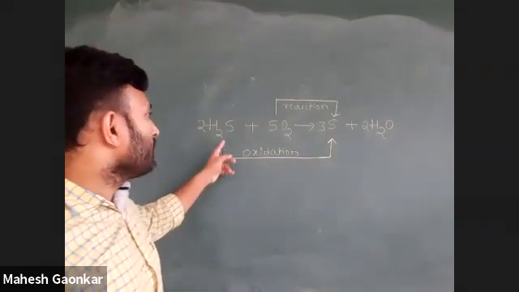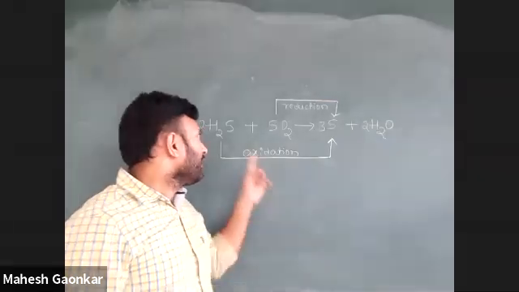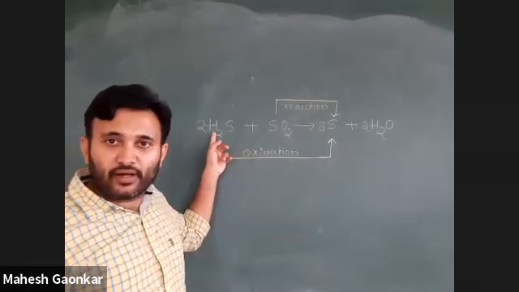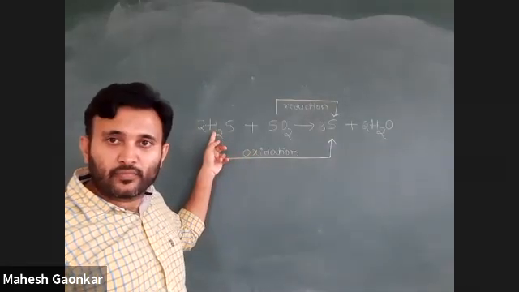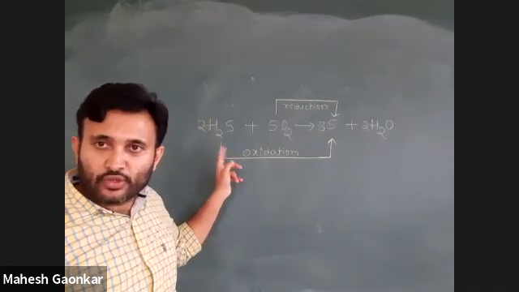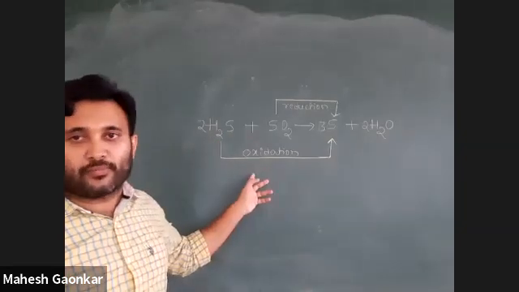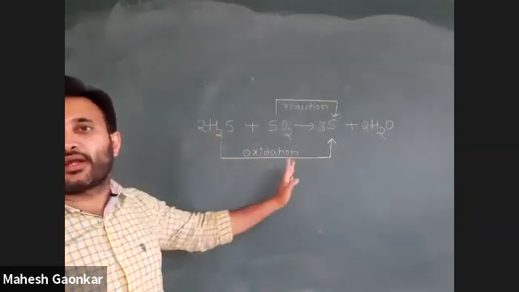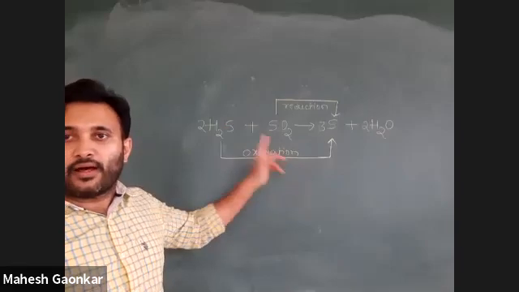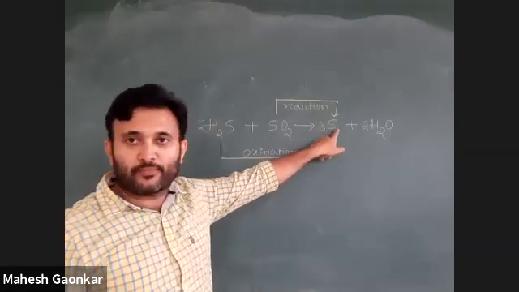H2S is oxidized to sulfur, not H2O, because here there is no oxygen atom. There is only hydrogen atom. So you have to define the reaction in terms of hydrogen only. So this is losing hydrogen atom, so H2S is oxidized to S only.